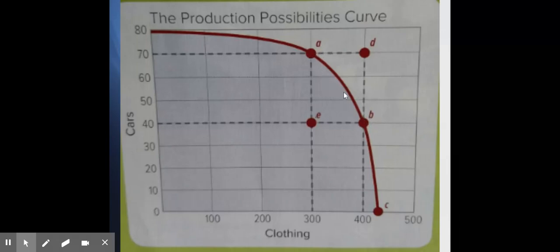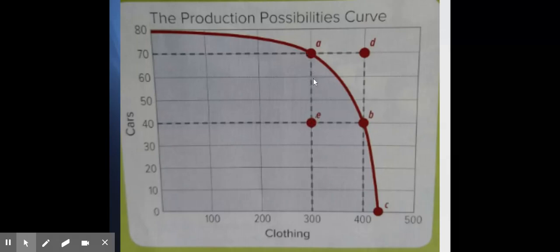Now, can we get to point E? Well, point E is 40 cars and 300 items of clothing. Yes, we can get to point E, but if we do so, we are being inefficient. Point E is inefficiency. Okay, so if we're on point E, that means that we're producing 40 cars. If we're producing 40 cars, we should be able to produce 400 units of clothing. Or if we're producing 300 units of clothing, we should be able to produce 70 cars.